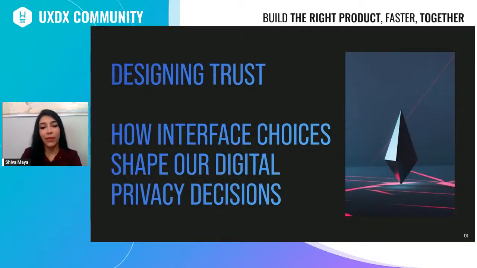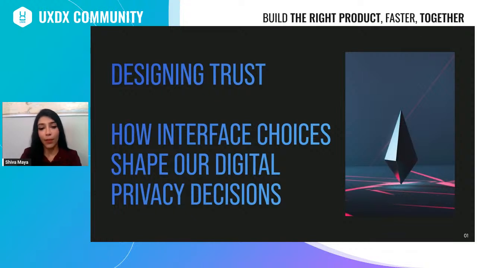Hello, everyone. My name is Shiva, and I'm excited to talk to you about a topic that's becoming increasingly important in our digital world. As designers, we have the power to influence how users interact with technology. And with that power comes the responsibility to make ethical choices that respect user privacy.